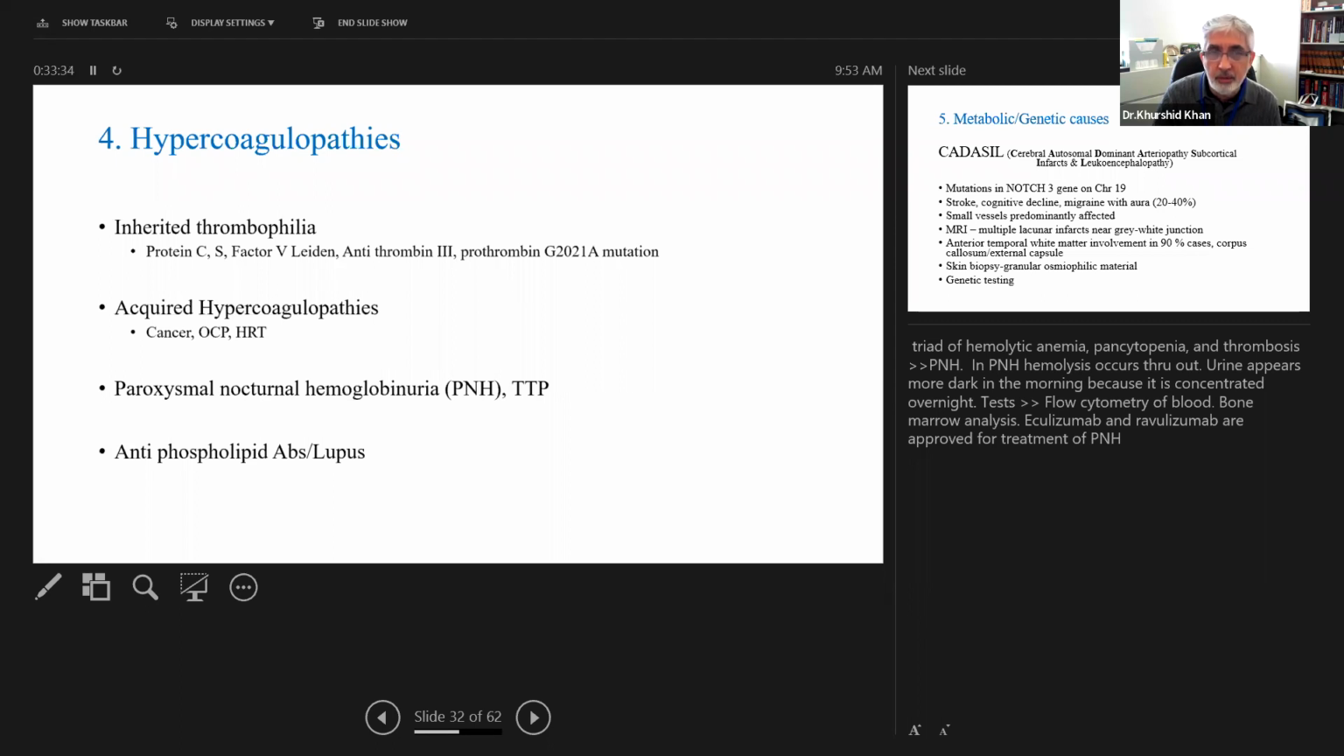Acquired hypercoagulabilities due to cancer or due to hormone use, and paroxysmal nocturnal hemoglobinuria is a very rare cause of stroke. But one should consider if someone is presenting with dark urine in the morning, for example. It's not that the hemolysis occurs only in the night, but in the night, the urine accumulates in the bladder, and that's where there is a dark color of the urine in the morning. This will be investigated in consultation with our hematology colleague. And then obviously antiphospholipid antibodies, which can cause both venous and arterial thrombosis.